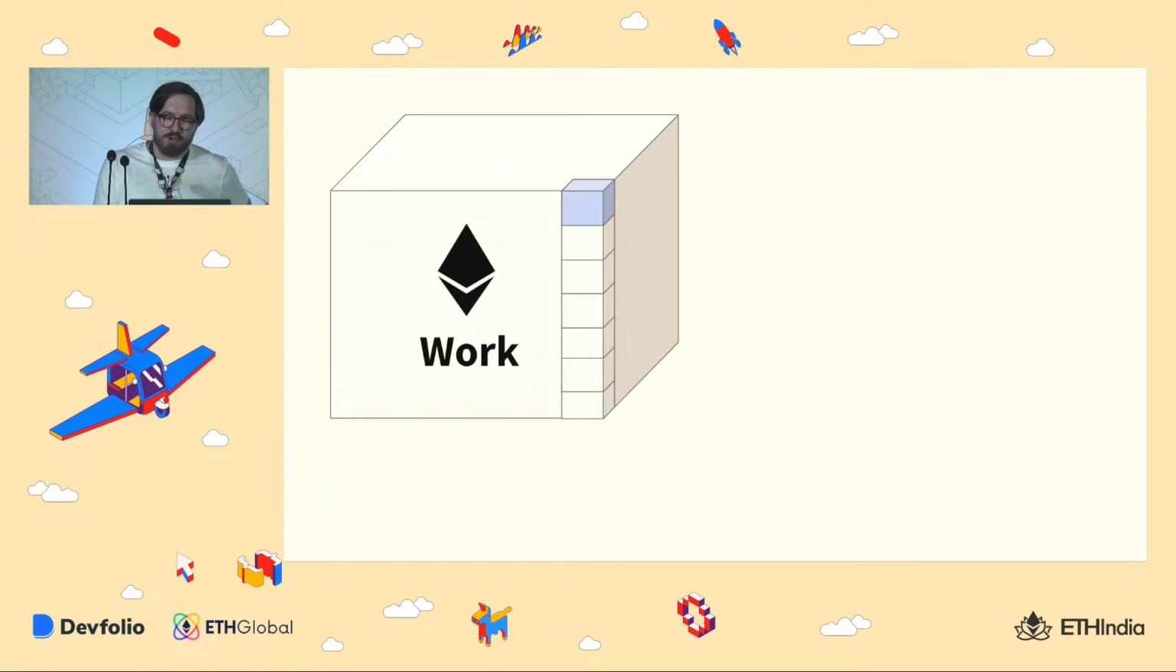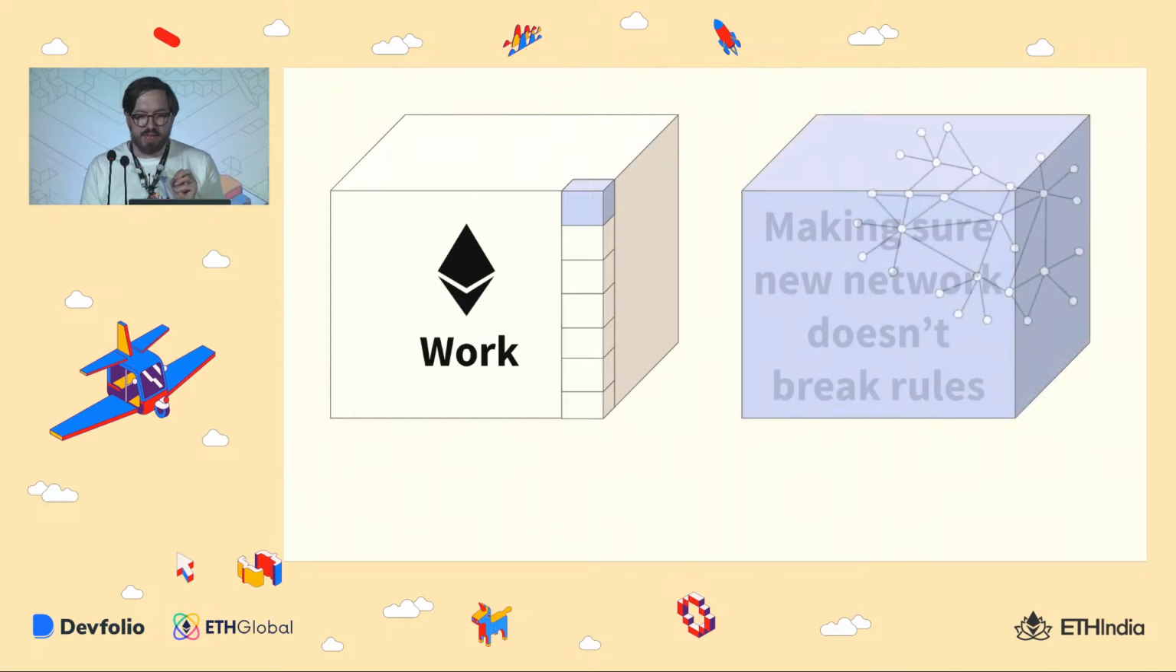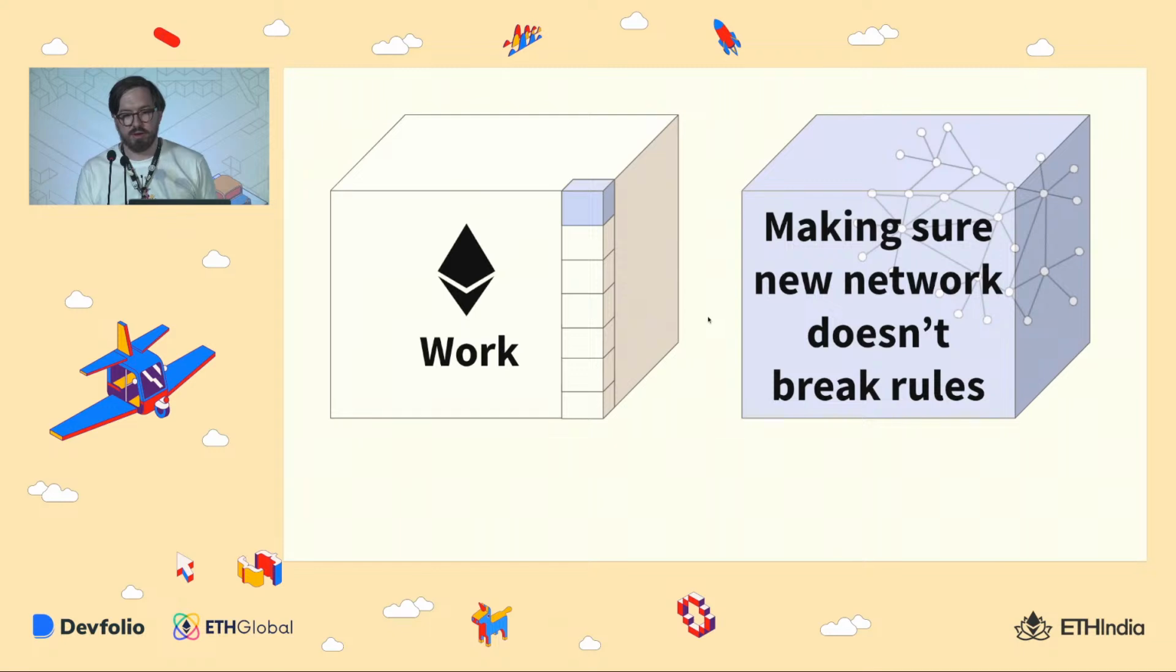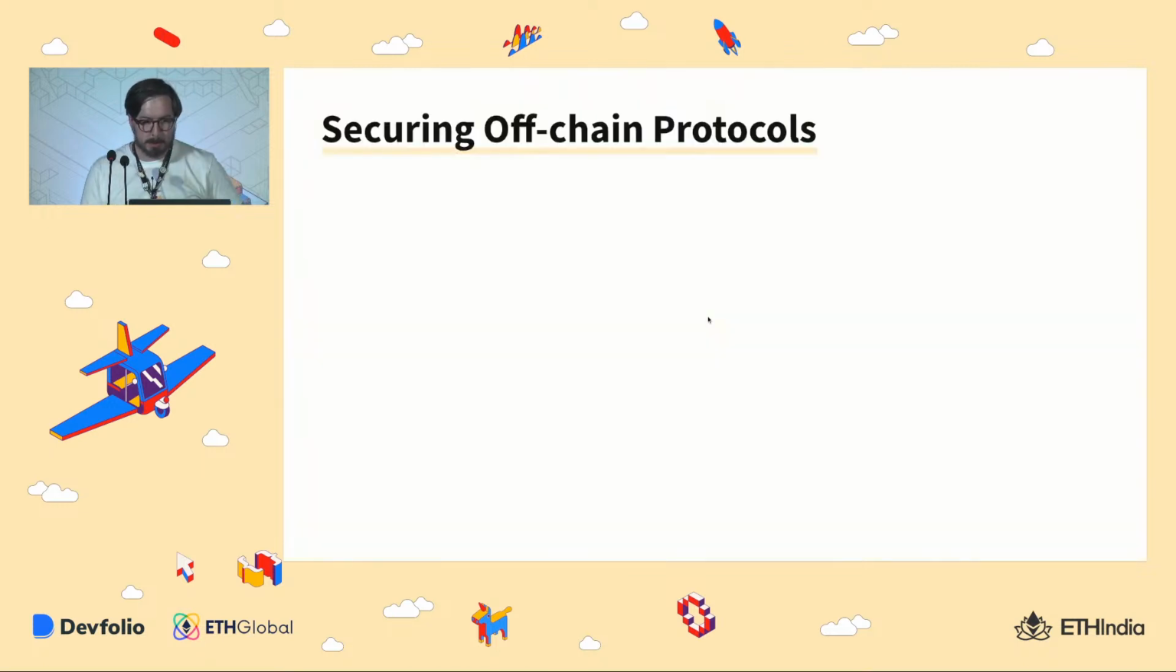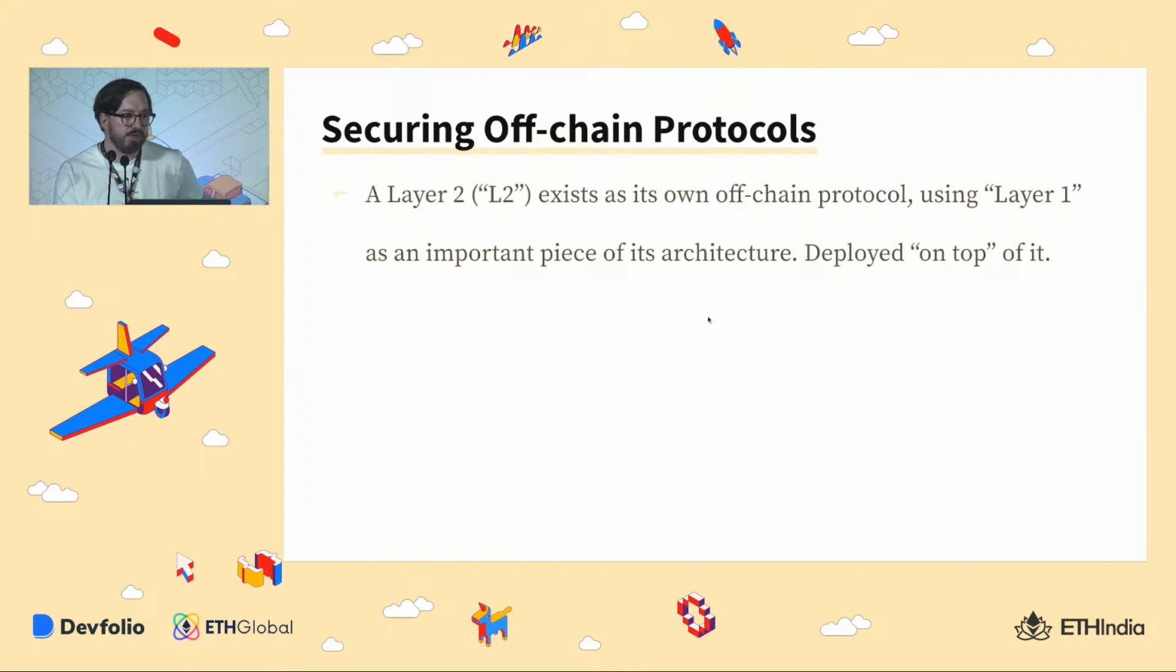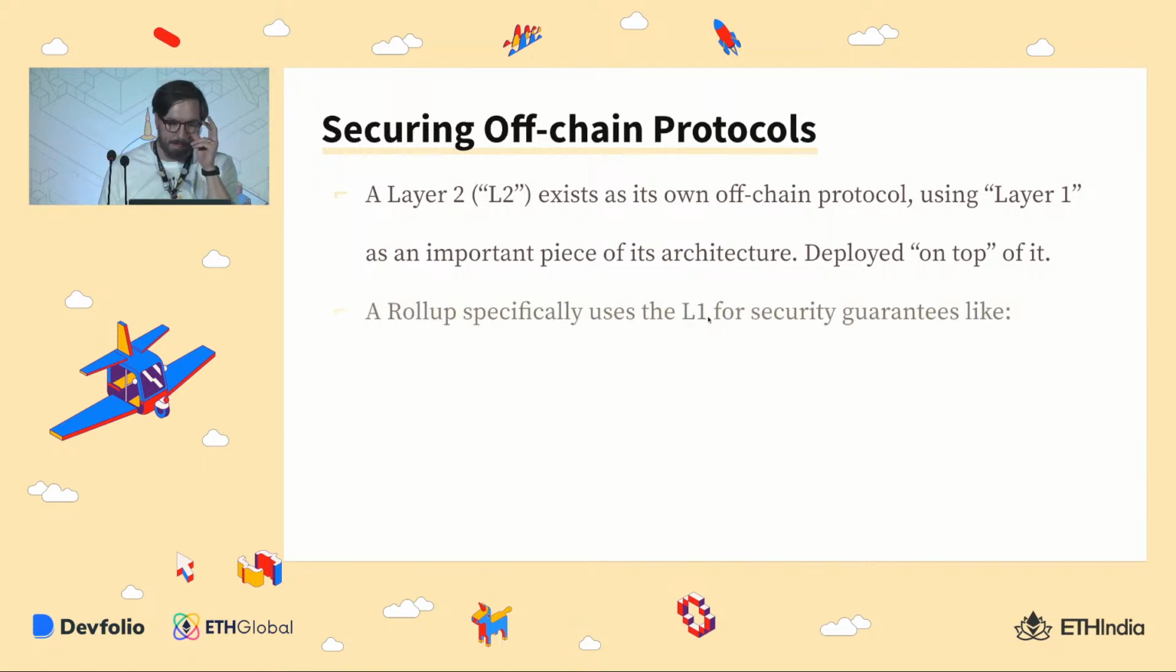Now, thought experiment. What if we just dedicated a piece of the work that Ethereum was doing, and we just dedicated that to making sure that a different network was not breaking its rules, that something off-chain was not lying, cheating, or stealing, and a smart contract was able to consistently verify that? Well, this is the idea of securing an off-chain protocol using Ethereum. So a layer 2 exists as its own off-chain protocol using a layer 1 as an important piece of its architecture. And we say that it is deployed on top of it.